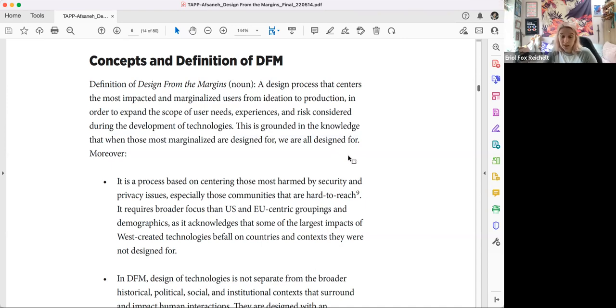If you design for marginalized cases, then the theory is that you will design for the cases that are not marginalized, but then you've still designed for the marginalized cases.